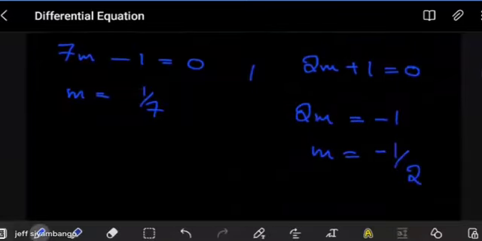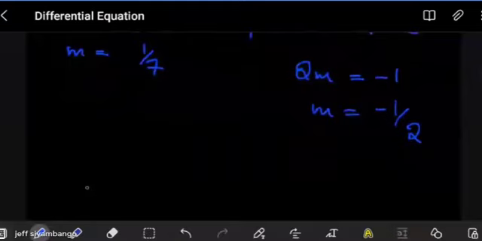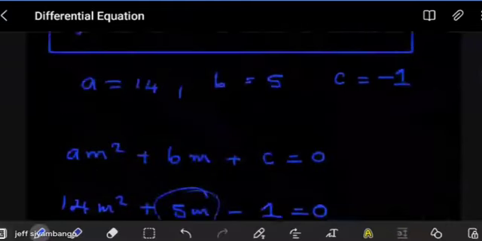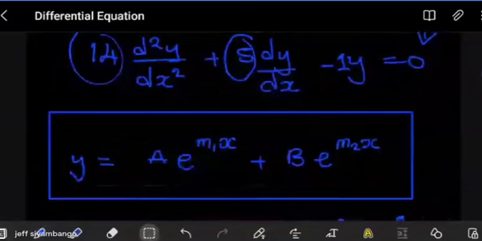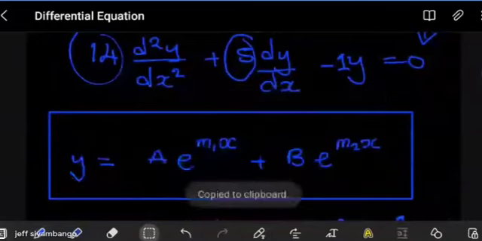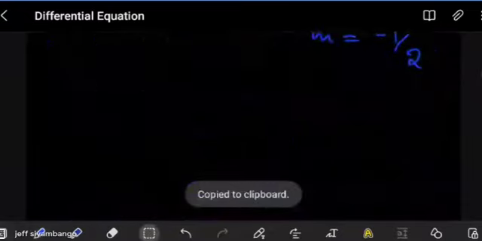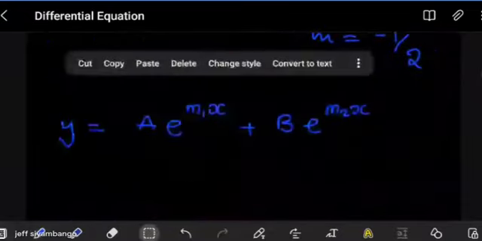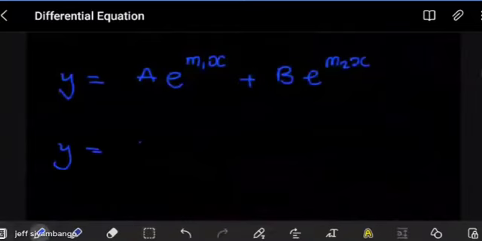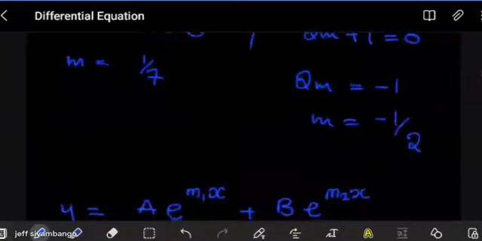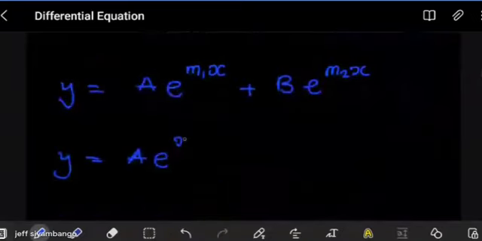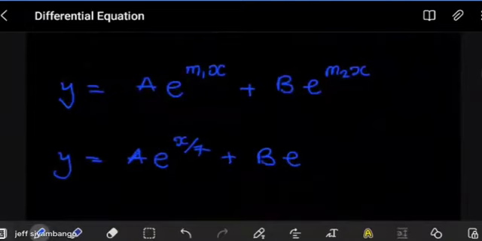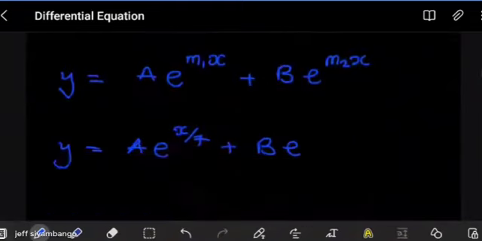Now we can plug them into our general solution. So the general solution, if you recall, this is how it looks. All we have to do now is plug in those values of m. We have two values of m, so you can feed them in. So y is equal to A e to the m1 x. For m1, it doesn't matter which one you give m1 there, so I can just give it 1 over 7. So you have x over 7, plus B e to the m2 x. So m2 will get negative half there, which gives us negative x over 2. So this becomes the solution.